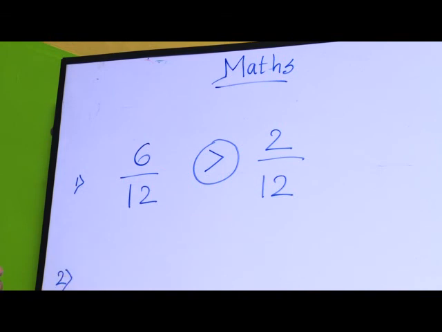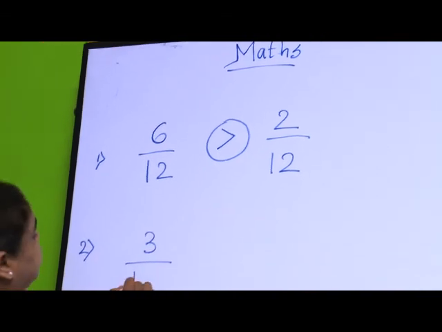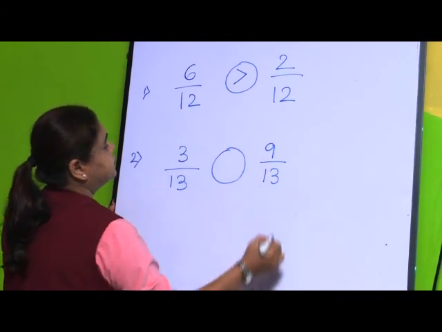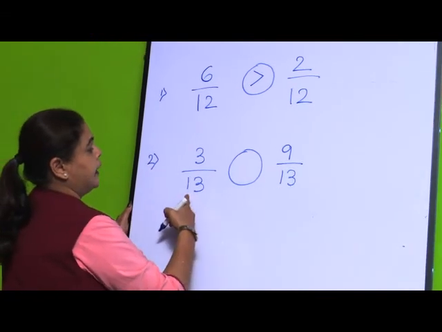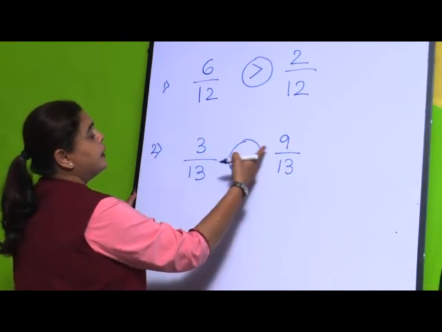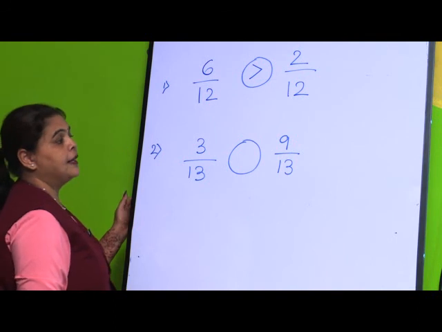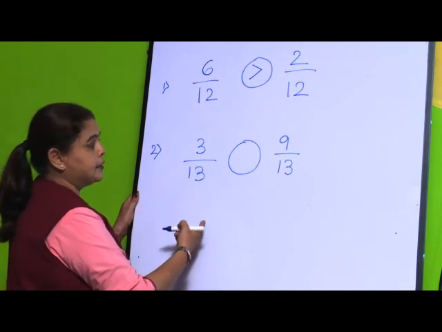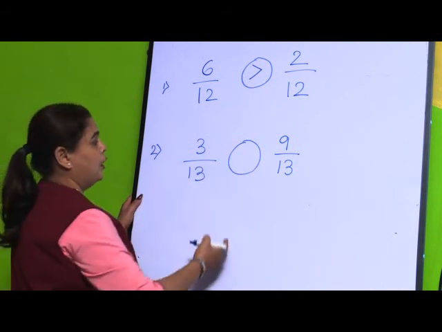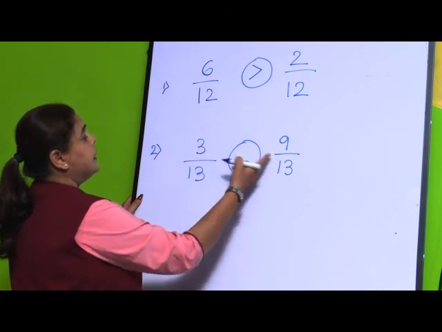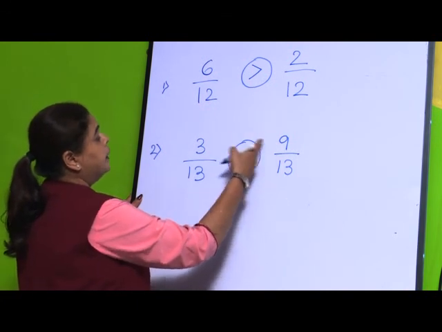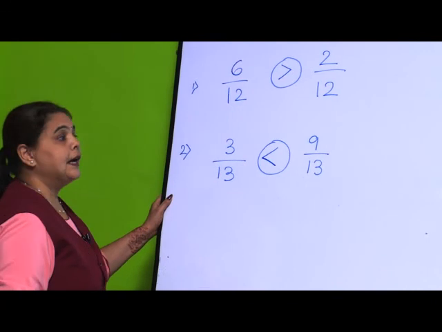Now, we will see one more example. Here 3 upon 13 and 9 upon 13. Here again the denominators are same. So, what we have to see? We have to see the numerator, which numerator is greater, or we can say which numerator is having the lowest number. So, we can put a sign of a comparison, greater, smaller or equal. Here 9 upon 13 is greater than 3 upon 13, because in the numerator we have a 9, here we are having a lowest number, that is a 3.